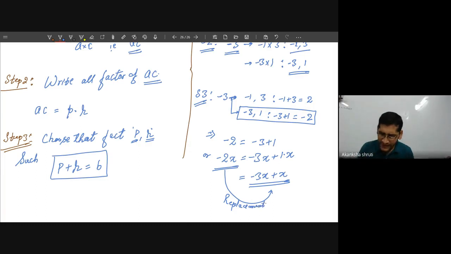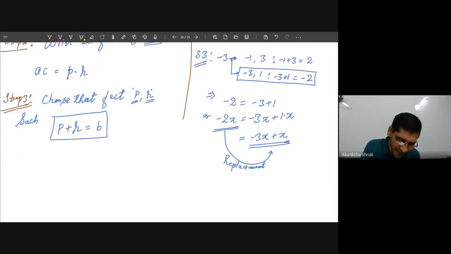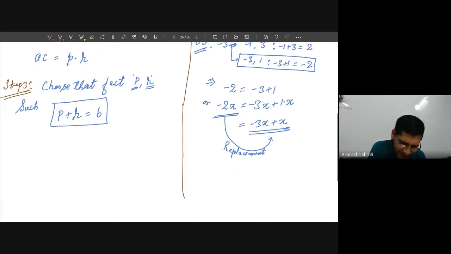So after this replacement, what we will get? That is our next step. So students, in step number 3, we have learned that we have to choose that factor whose product gives us the middle term. Then what you have to do? You have to replace or split.